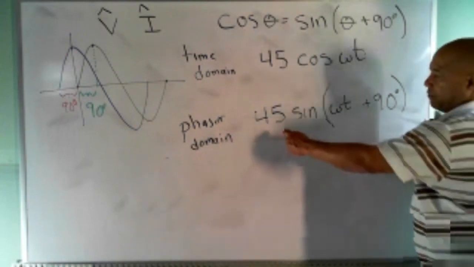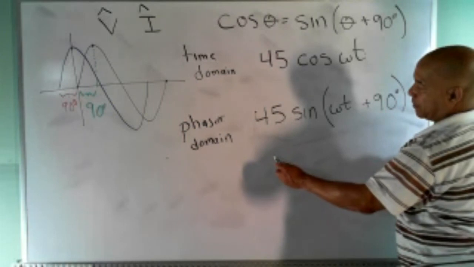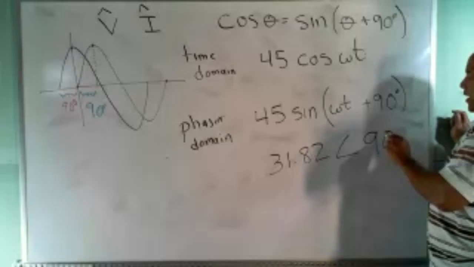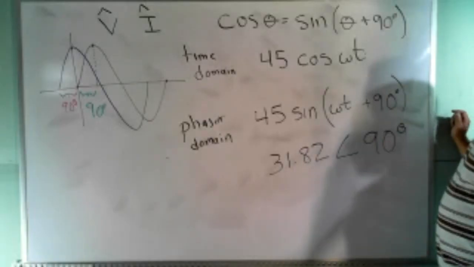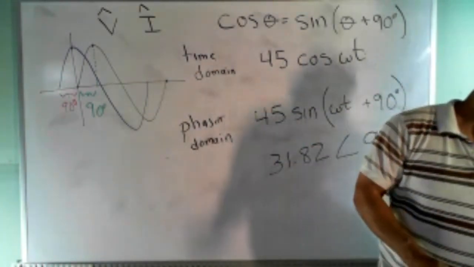So convert this to RMS for me. 0.707 times 45 is what? 31.82. That will be at 90 degrees. Okay? All right.